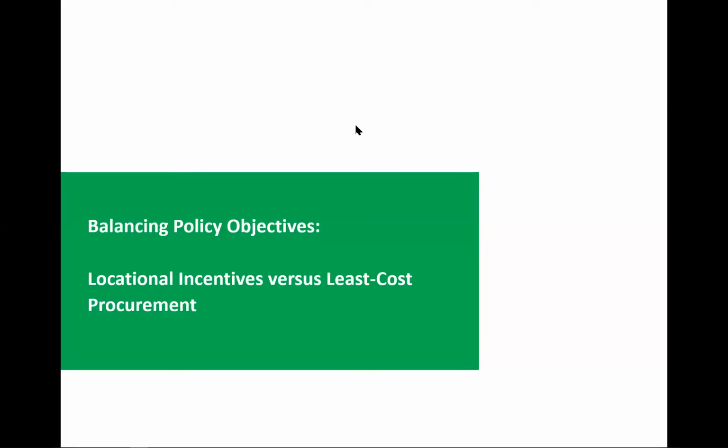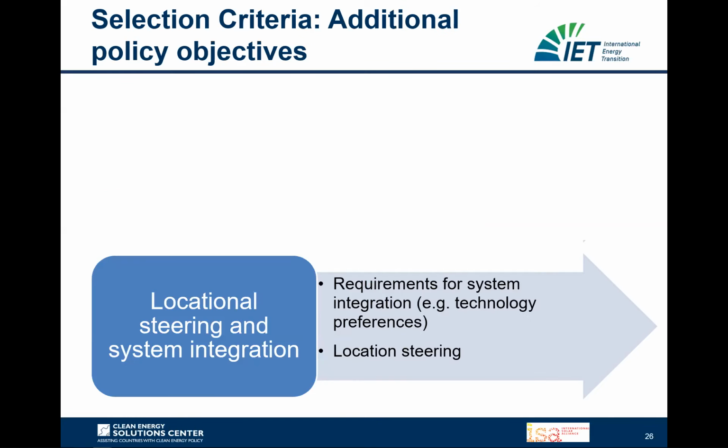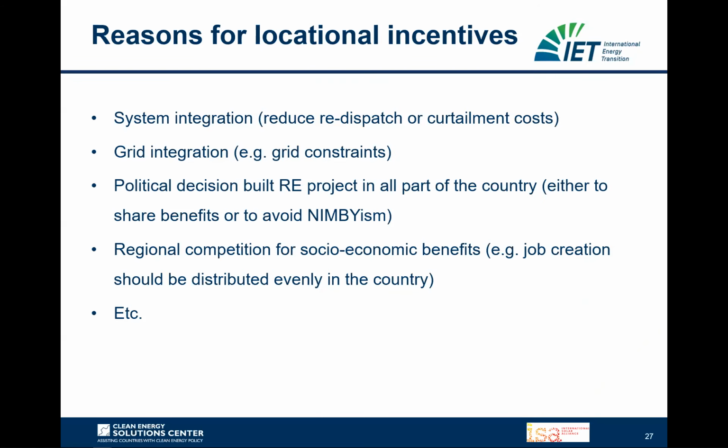So secondly, I wanted to look with you at locational incentives. And here we're primarily going to look at locational steering for system integration and look less at different technology preferences, because they really depend on an overall assessment of the electricity system to really understand what type of technology mix would enable least cost for the system as a whole. So what I wanted to look at with you is really different design options for locational steering.